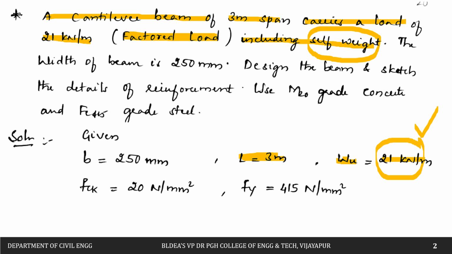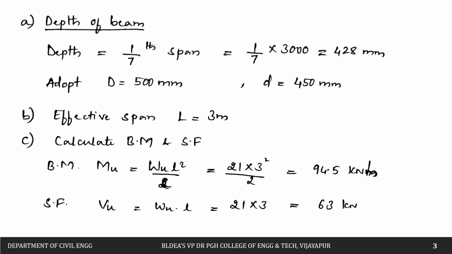Then next, the width of the beam is 250 mm. So the width of the beam, that is b, is equal to 250 mm. We have to design the beam, and we have to sketch the details of the reinforcement. We have to use M20 grade of concrete and Fe415 steel, that is fck is equal to 20 and fy is equal to 415. So based on this data, let us try to design the beam.